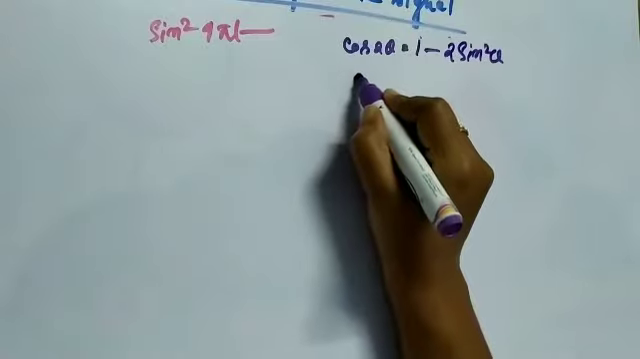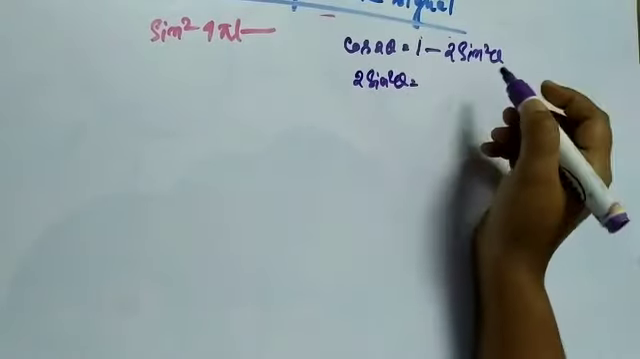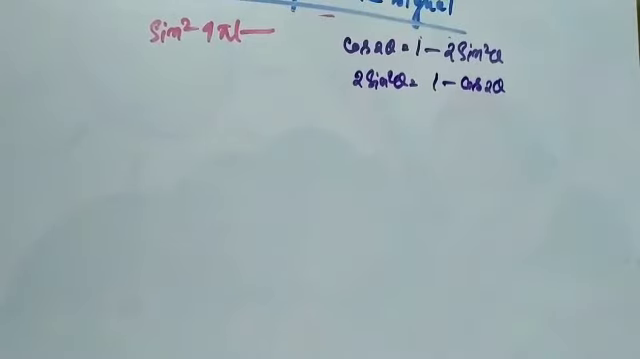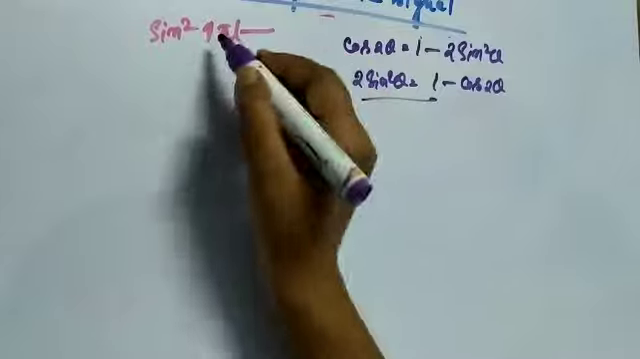Or 2 sin square theta equals 1 minus cos 2 theta. It is a formula which is taught in your 12th standard. So consider this formula, or use this formula here.